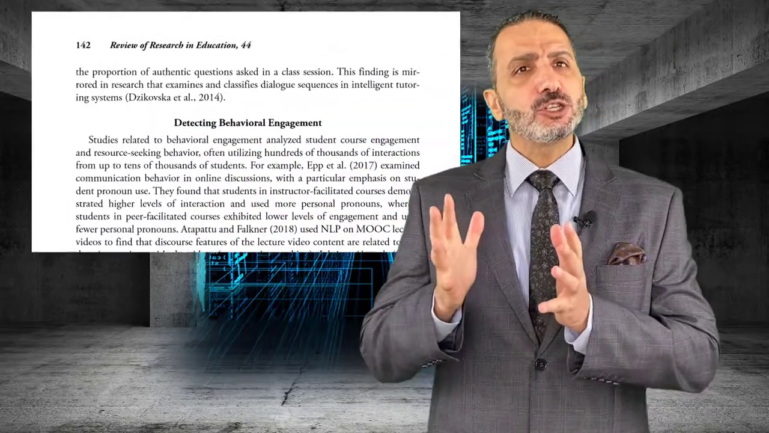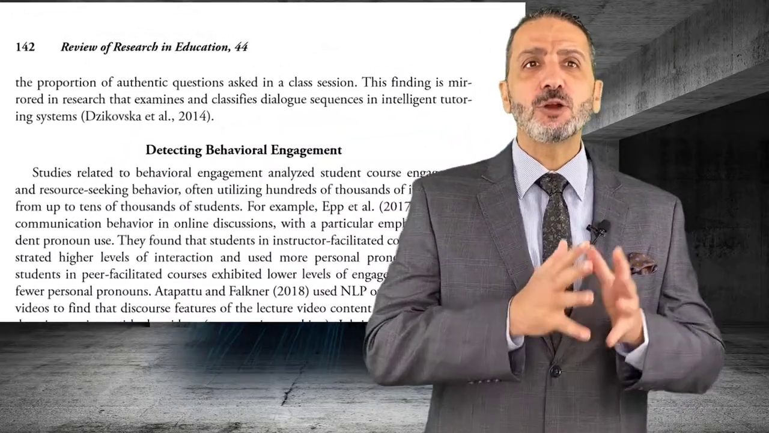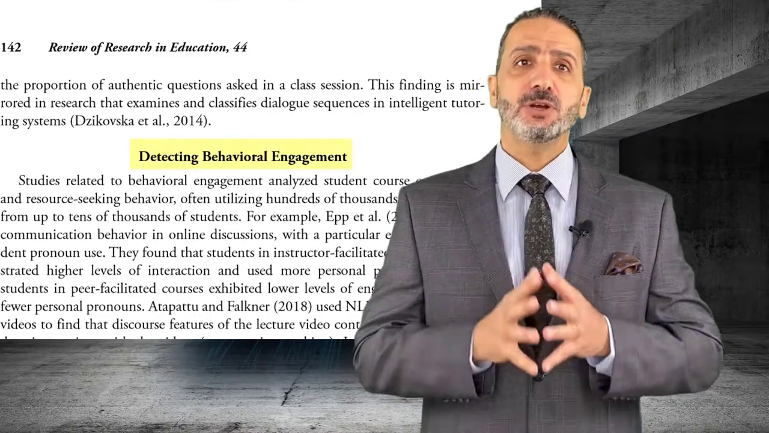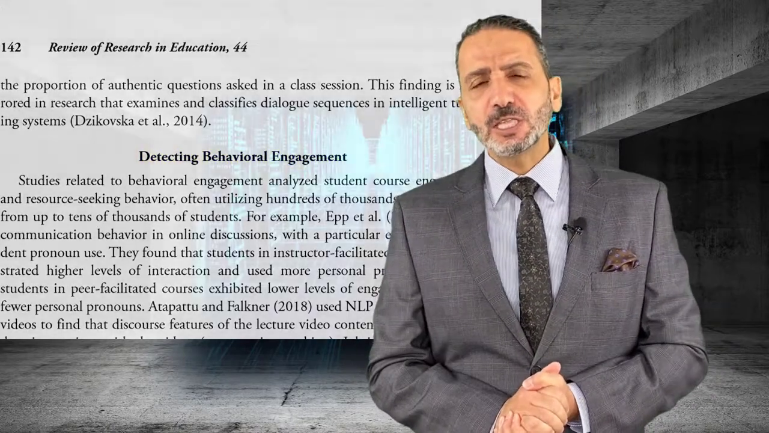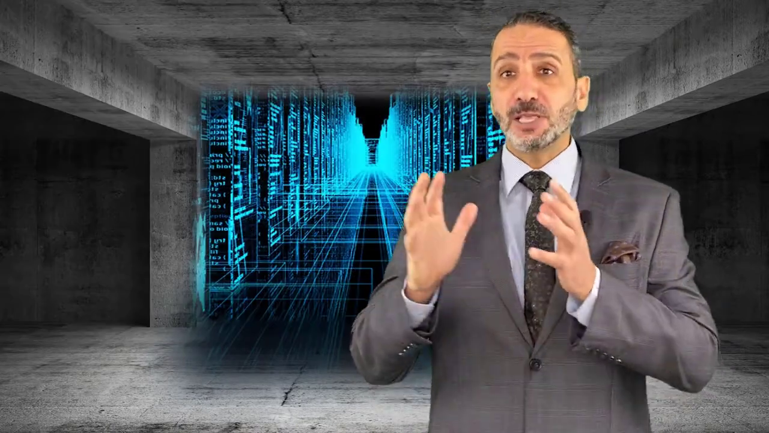The third level that was talked about, or the third component, is detecting behavioral engagement. Now, this is related to the student's course engagement and resource-seeking behavior. So, for example, students that view lecture videos, sometimes they pause, sometimes they fast forward, sometimes they rewind. So we try to understand exactly what is this related to their behavior? How is this all tied to the way that they're understanding the course material?